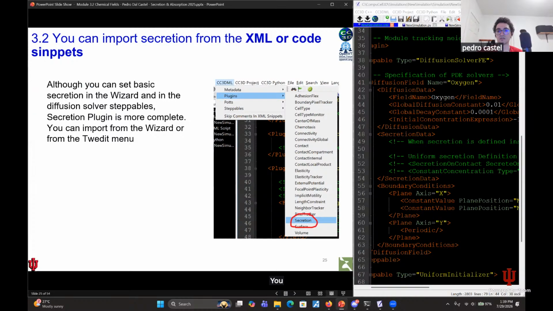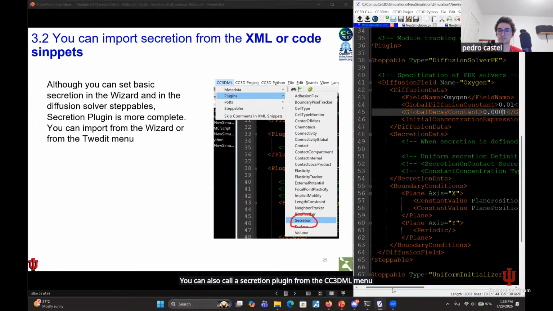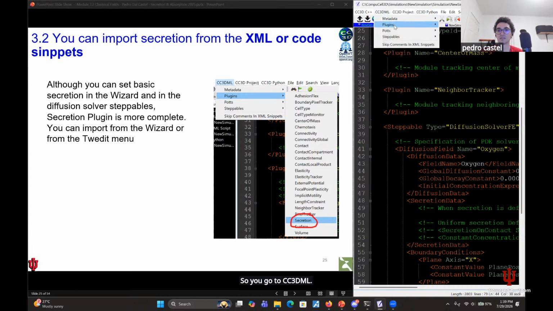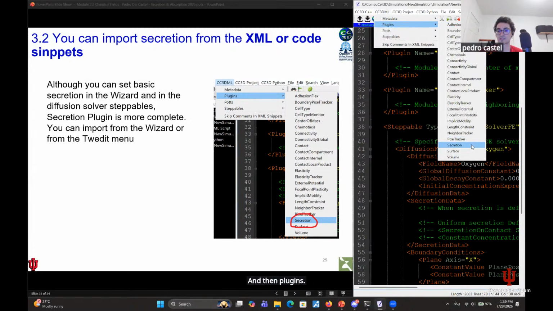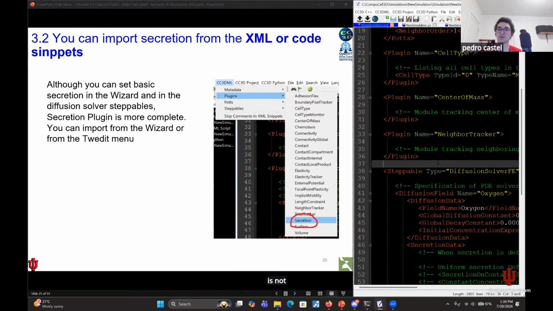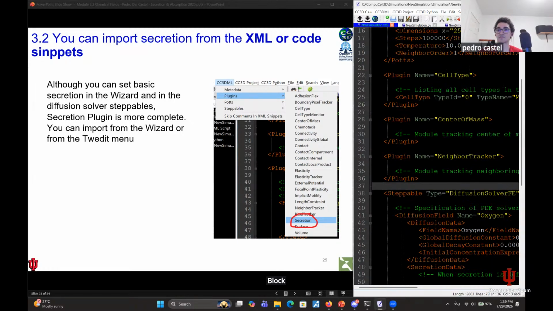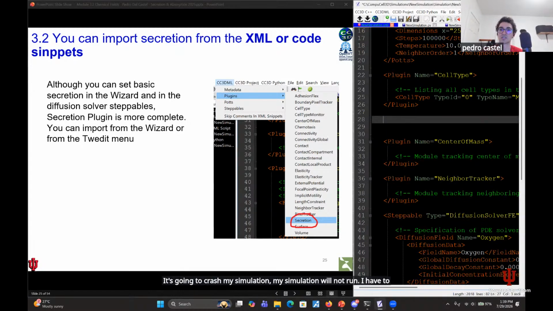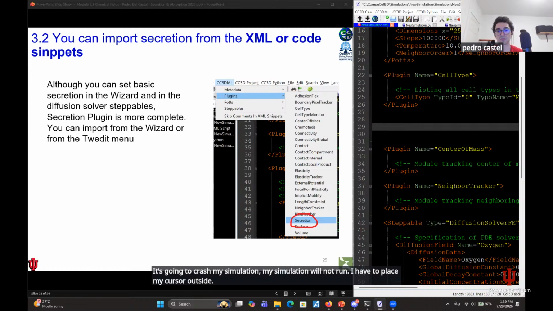You can also call a secretion plugin from the CC3D ML menu if you don't have secretion in your current simulation. So you go to CC3D ML and then plugins and hit secretion. Just make sure your cursor is not inside another block. So for example, if my cursor is here inside the center of mass and I invoke that plugin, it's going to crash my simulation. My simulation will not run. I have to place my cursor outside any pre-existing blocks.